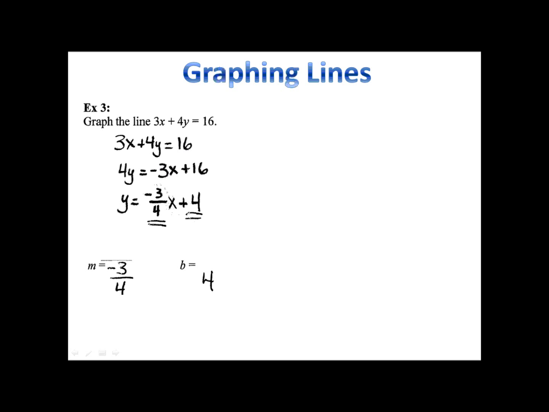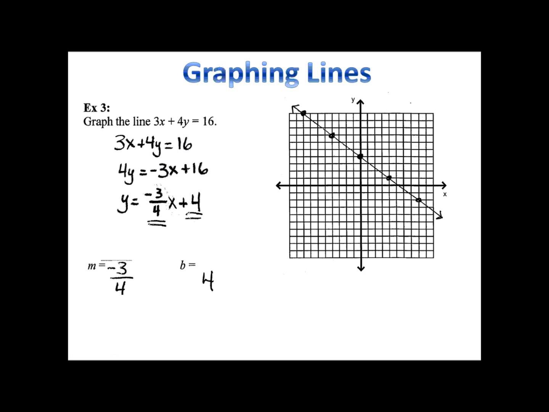We can now construct our graph. We plot the point at 4 on the y-axis, and we use our slope down 3, right 4, down 3, right 4, and we can continue the pattern in the other direction, and then we construct our line nice and straight with a ruler. It should fill the whole graph. Don't forget your arrows on each end of the line and to label the equation on the graph.